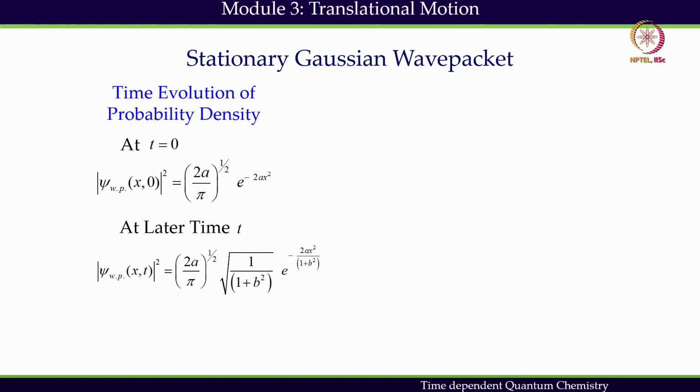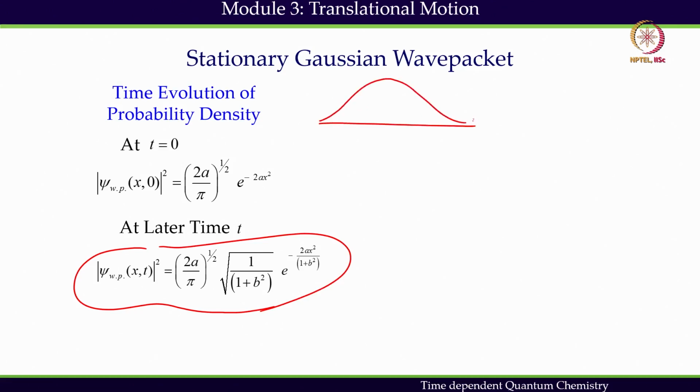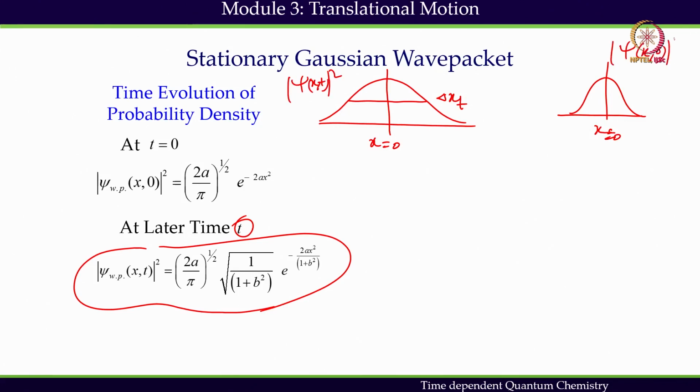time. What is going on at the later time? For the later time, here I will do the same thing. This profile can be plotted. Let us say this profile is something like this, which is centered again at x equals 0, and its width I will call delta x t, because at time t its width, and I will compare with its width which I have got at, this is again psi x t density plot, and this is also psi x 0 density plot.